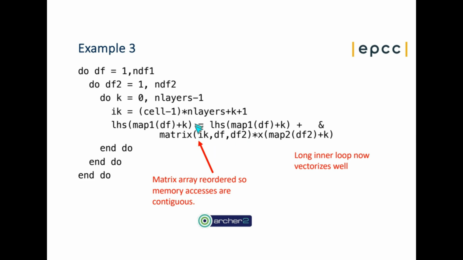And then we also reorder this three-dimensional array. That means that now the innermost loop is the long one, and it's independent, and all these array accesses are in fact unit stride. So that works quite nicely. We now have a performant inner loop that vectorizes well. Any questions on this one?